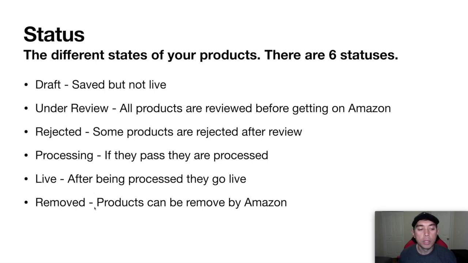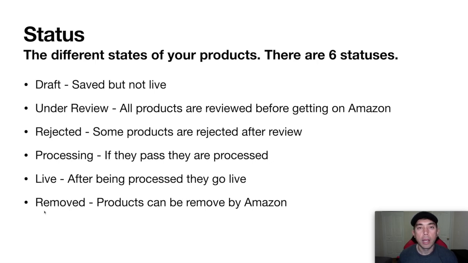And then removed, it's different than rejected. Removed means that it could be just removed from Amazon. What happens is, if you don't sell a product after 365 days, Amazon will just remove that product from Amazon. They give you 365 days to sell a product. If it doesn't sell for whatever reason, Amazon will automatically remove it. So if you have products on your Merch by Amazon that are longer than 365 days, you may see this removed.